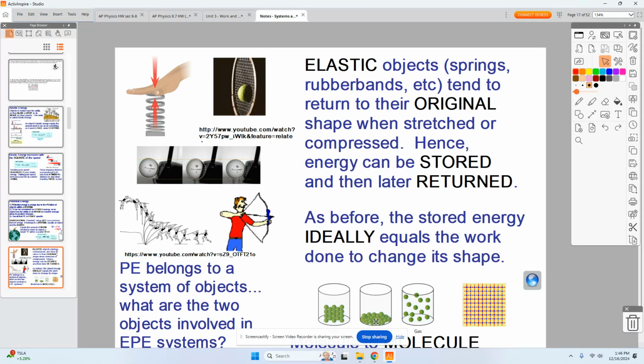Guys, I'm going to stop there. I did not do any calculations with you on elastic energy. I'm going to show you how to do that. A lot of it has to do with that area underneath the force displacement graph. We'll save that stuff for tomorrow.